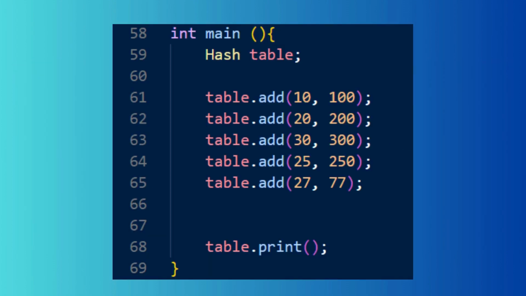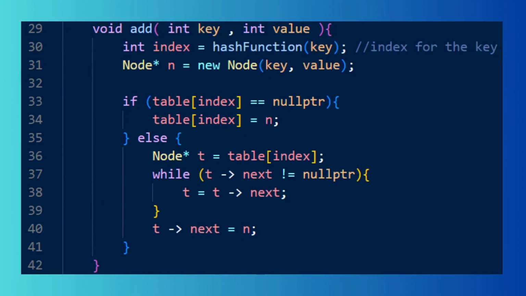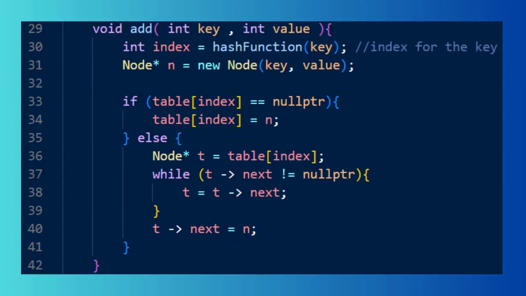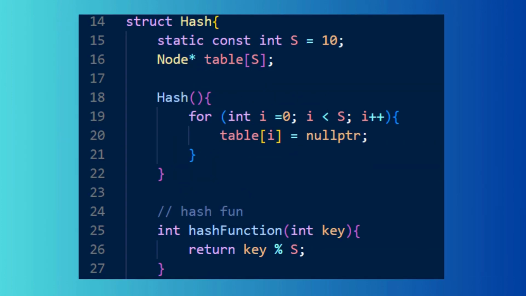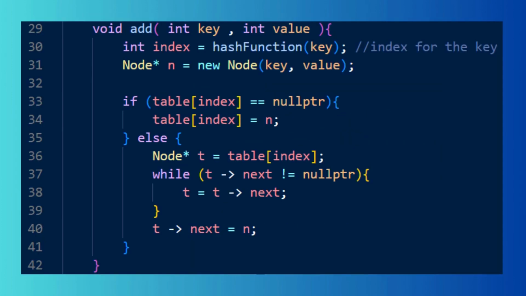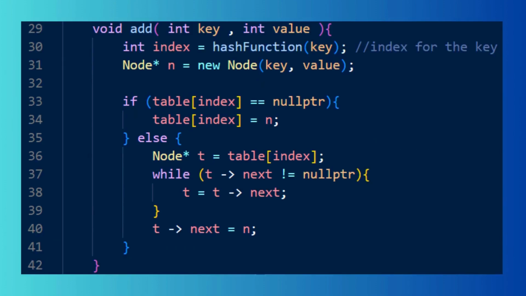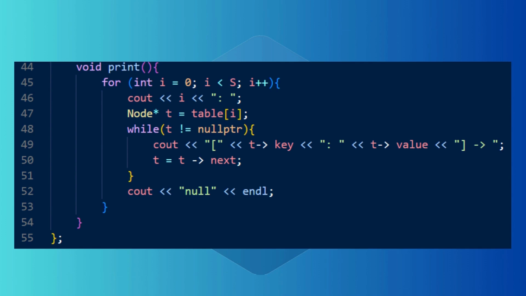Now here you can see the main function where I'm adding values using these functions. After that I'm printing the table, and you can see all the values by compiling it. So this was a simple code about hashing and hash tables, where I added two functions: first the hashing function, and then the add and print functions that show the table format. It adds the values into the table.